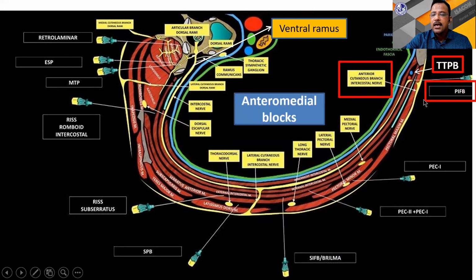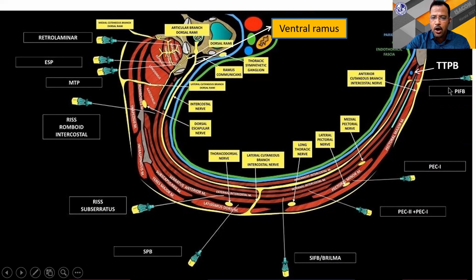So if you divide the interfascial blocks of the chest wall, there are the anteromedial blocks, which block the anterior cutaneous branches of the intercostal nerve, and these are the pecto-intercostal fascial plane block and the transversus thoracis plane block.